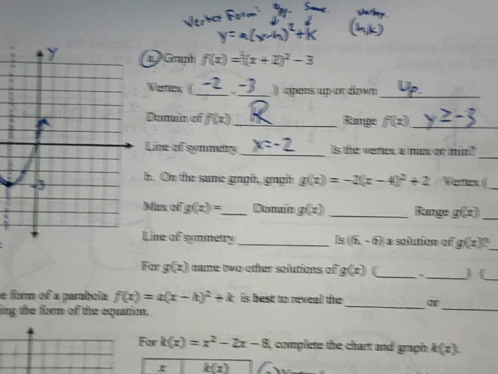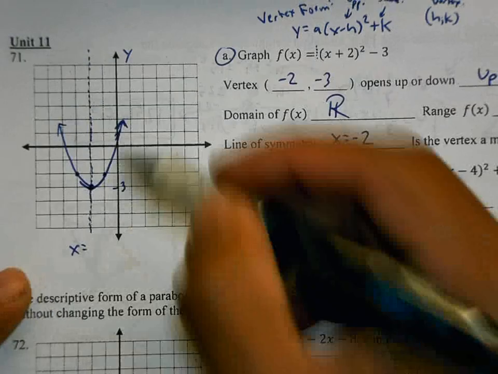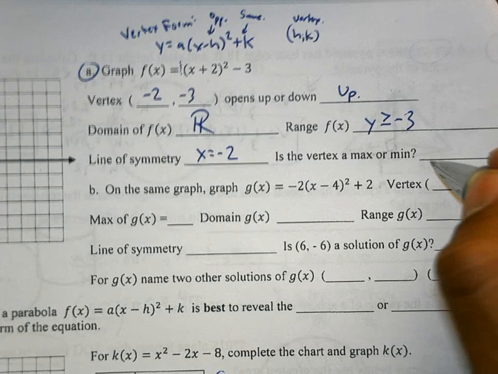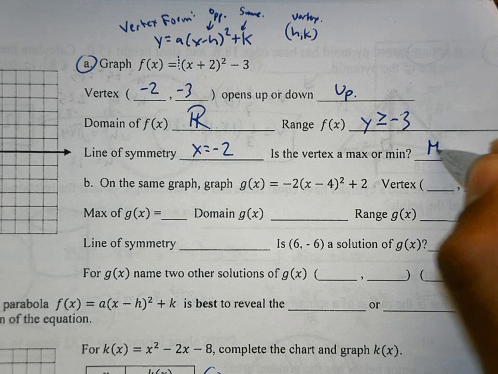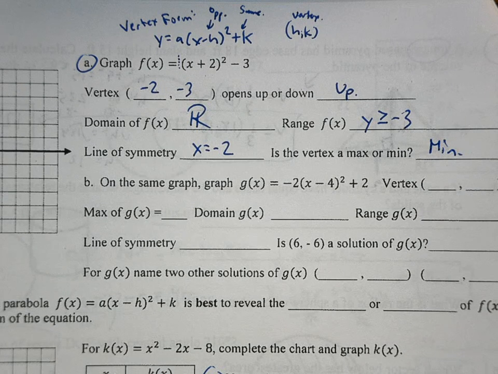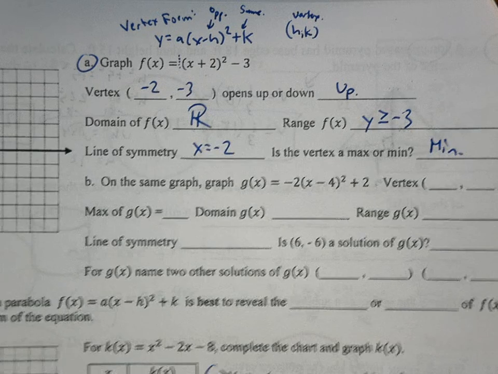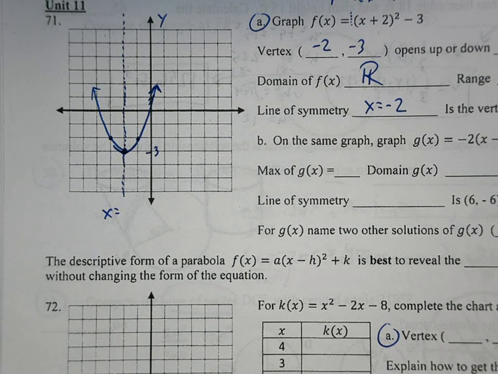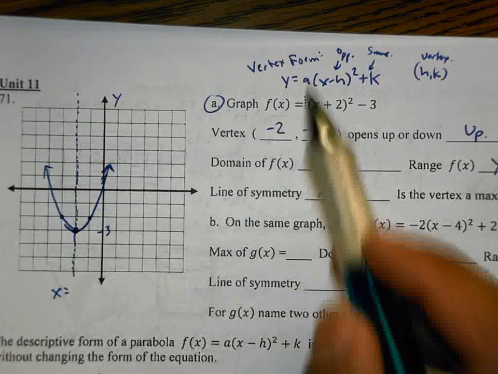Lastly, it asks, is this a max or a min? Since there's only a lowest value, we're going to say that it is a minimum. There is no maximum. It goes up forever and ever in both directions. So there is no maximum, there's only a minimum. If the parabola was going downward, there would be a maximum. So that's a review of vertex form.